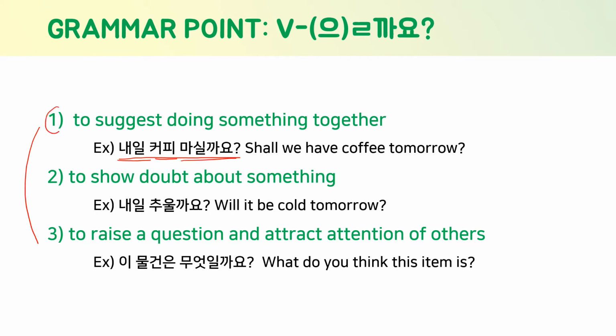This is what we are going to focus more on in the textbook. The second one is to show doubt about something. You're not so sure about the weather tomorrow, but you can say, oh, 내일 추울까요? Which means, tomorrow will be cold? I'm not sure if it's going to be cold or not. You're showing your doubt.